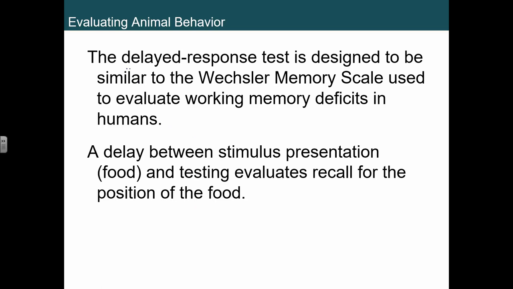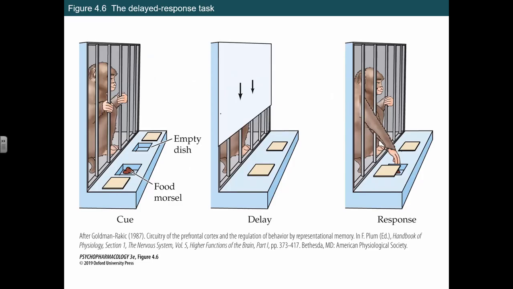There are also these delayed response tests. Don't worry too much about that. Rats aren't going to be terribly great at this. That's why they've drawn a picture of a monkey. Monkeys have a little bit bigger brains than rats, only slightly smaller brains than you. So they go, hey, look, there's food here, and then they shut the gate, and then the monkey has to figure out, hey, where's the food? And it'll go, whoa, it's right there.